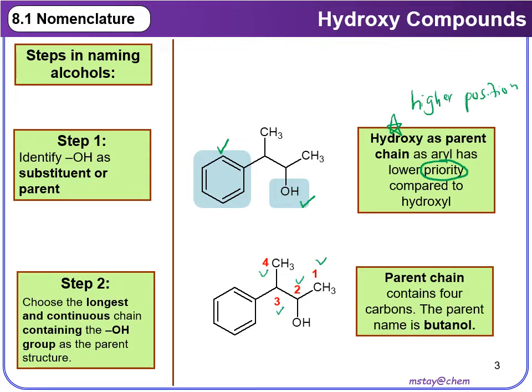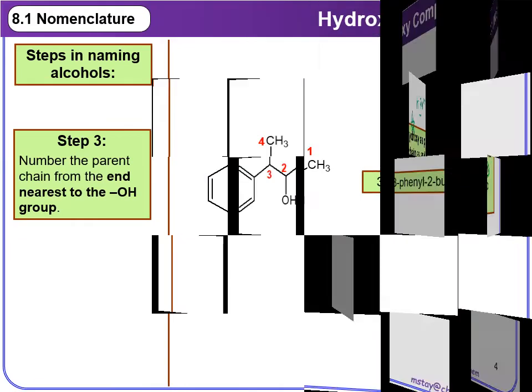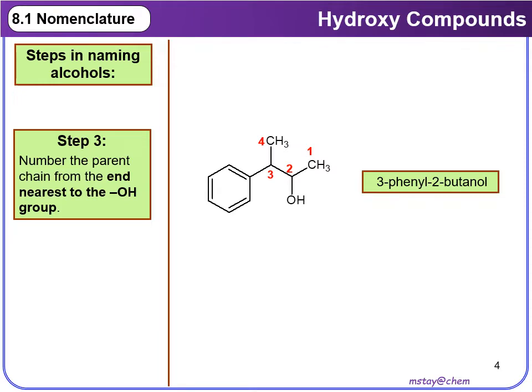So this will be first carbon, second carbon, third carbon, and fourth carbon. Carbon 2 consists of the hydroxyl group, so basically we can name this one as 2-butanol. Then this is the substituent. When the benzene ring is the substituent, it is known as phenyl. So the correct name will appear in the next slide. Yes, the correct name is 3-phenyl-2-butanol.